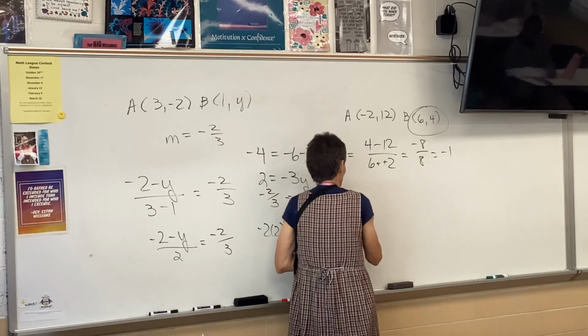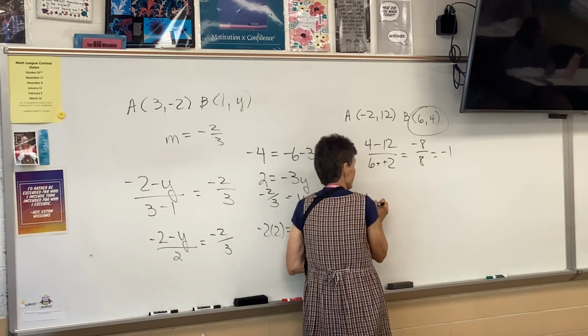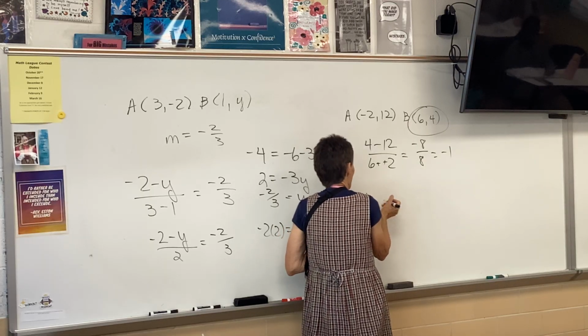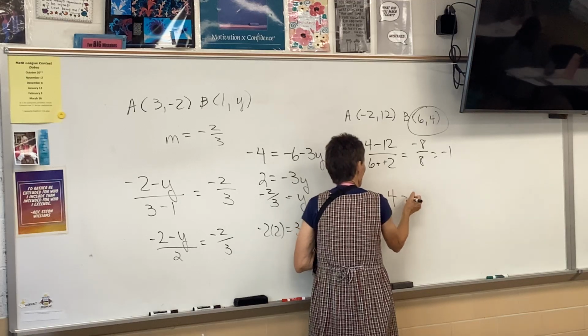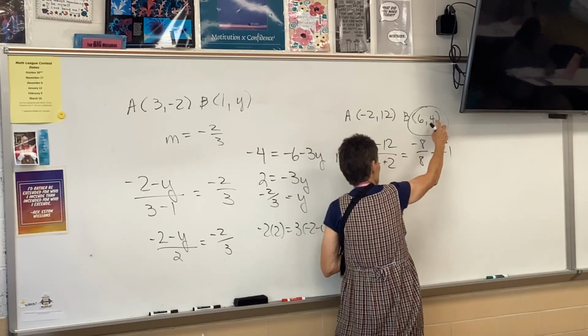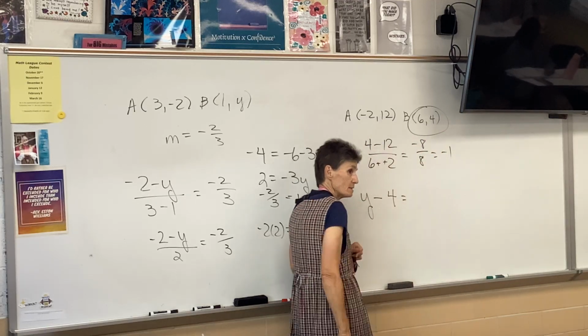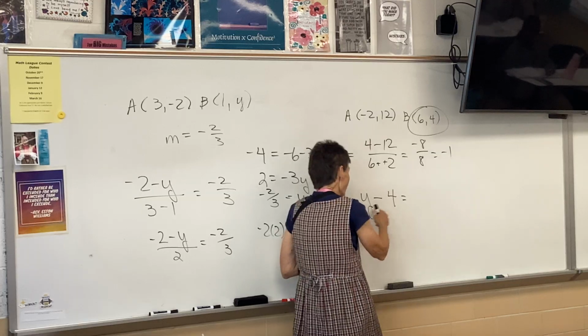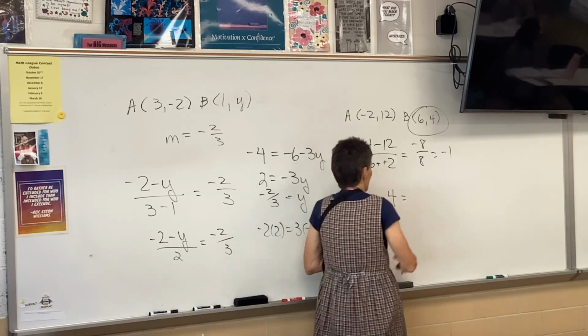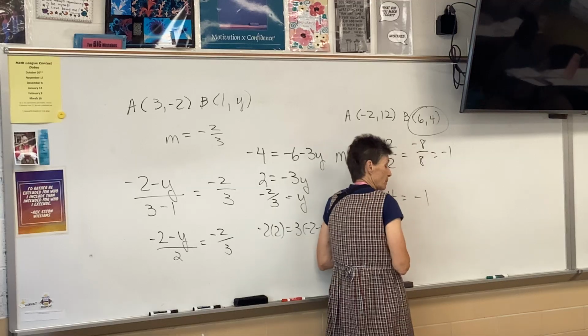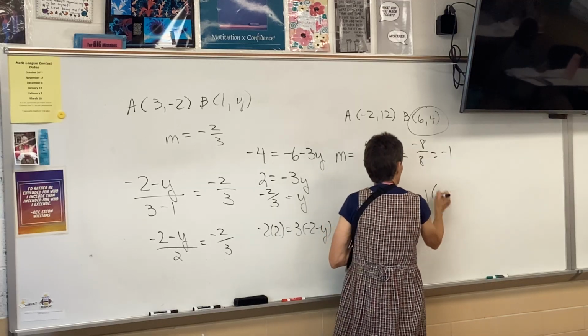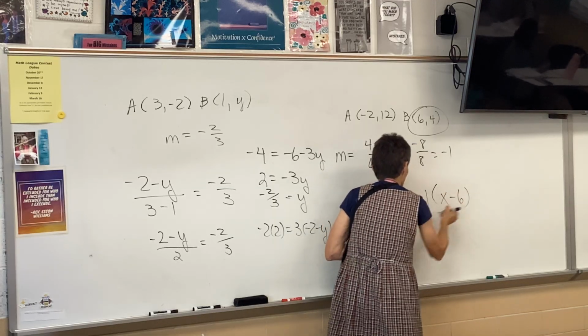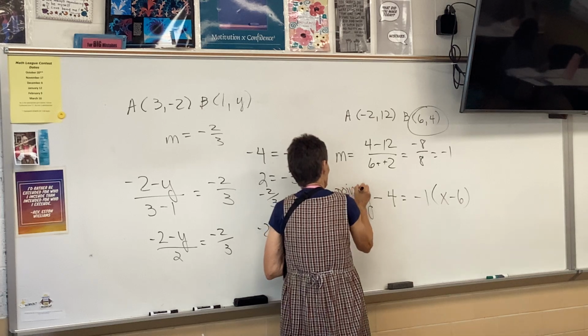You need 1 point. Then you're going to take y, the letter y, minus your y coordinate. So the point I chose, my y coordinate is 4. So I do y minus 4. And then I do my slope, and x minus my x. This is the point slope form of the line.